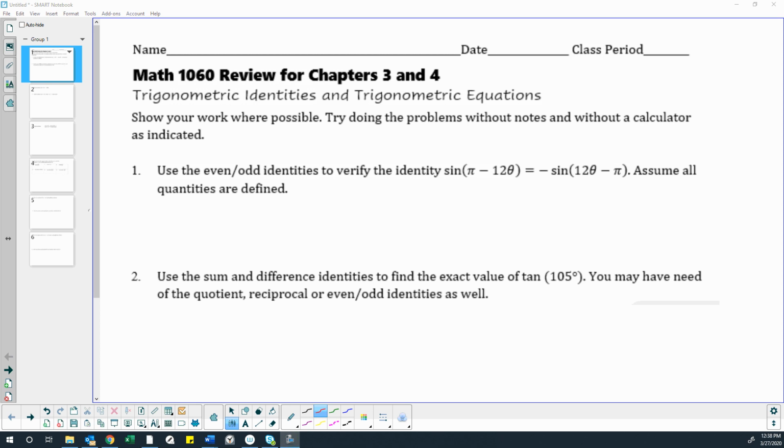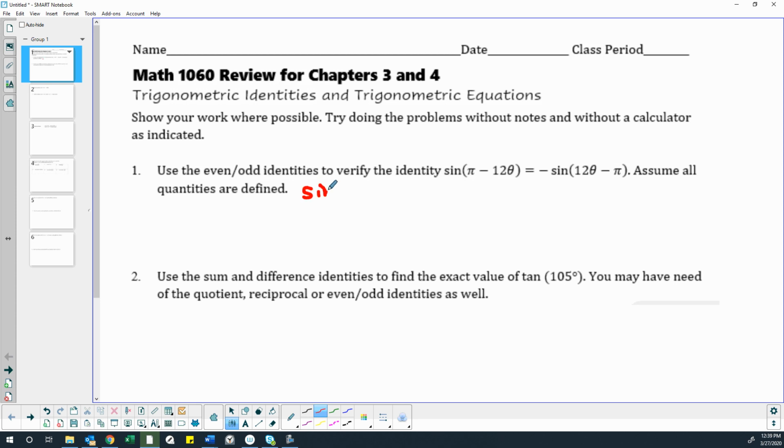Question 1 of the review assignment for the second test on chapters 3 and 4 in Math 1060 Trigonometry. Number 1, use the even odd identities to verify the identity sine of pi minus 12 theta equals negative sine of 12 theta minus pi. Let's go ahead and start with the left-hand side.